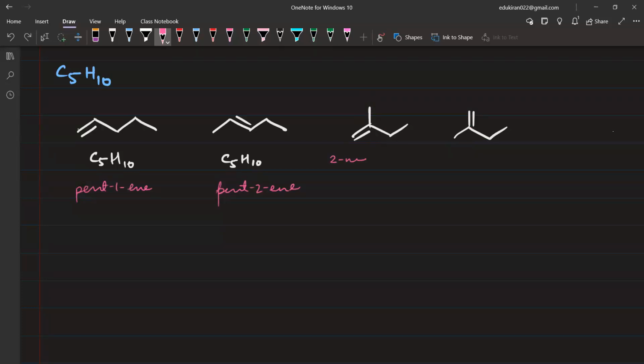So both of these structures are same. That is why we will not put a double bond there. Where are you going to put the double bond? You're going to put the double bond here now. Then next, what we can do, we can have 1, 2, 3, 4, and a double bond here.